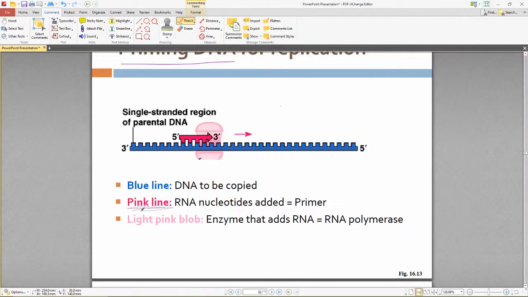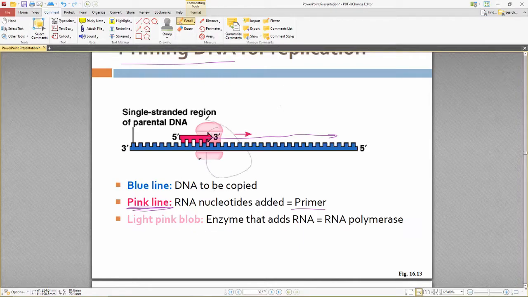The pink lines are something called primers. Essentially, they're RNA nucleotides that are added to the template strand to allow another enzyme to come and continue. And they're really important for a specific reason.